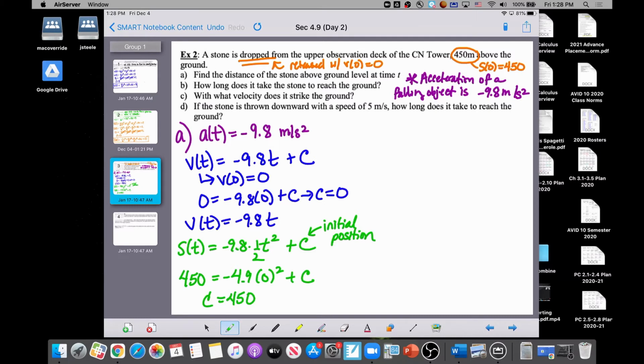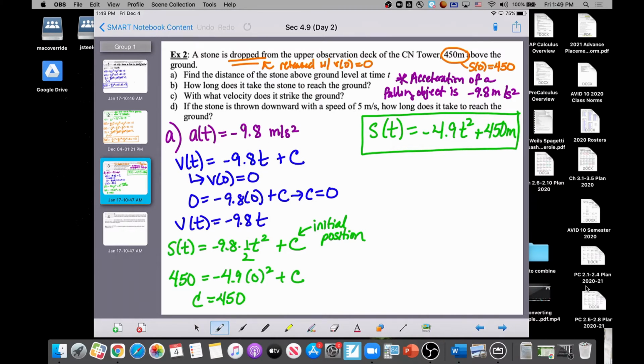So the answer to part A is s of t is equal to negative 4.9 t squared plus 450 meters. Okay, so there is our position function.